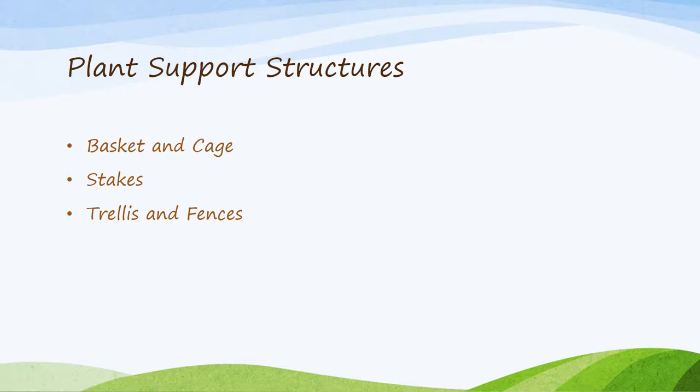Okay, so these are the three basic plant support structures that I've listed here. First, we have basket and cage, stakes, and trellises and fences. So let's go ahead and take a look at each one.